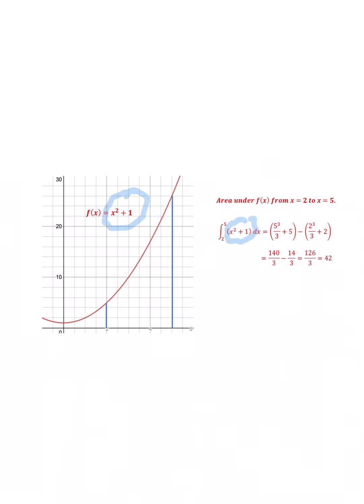Now, I'm going to plug in 5 for x, and I get 5 cubed over 3 plus 5. Then I plug in 2 for x, and I get 2 cubed over 3 plus 2. If I subtract those two numbers, I come out with the area between 2 and 5. Remember, we're talking this area in here. We come out with that area is equal to 42.